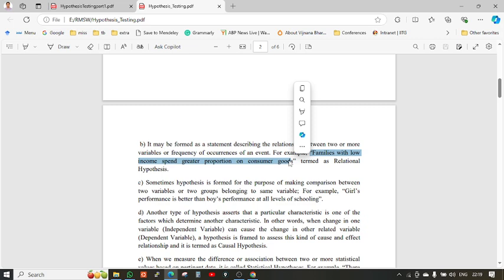Whatever your income is, you will spend the money according to the income, because it is directly proportional. Your spending is directly related to your income.